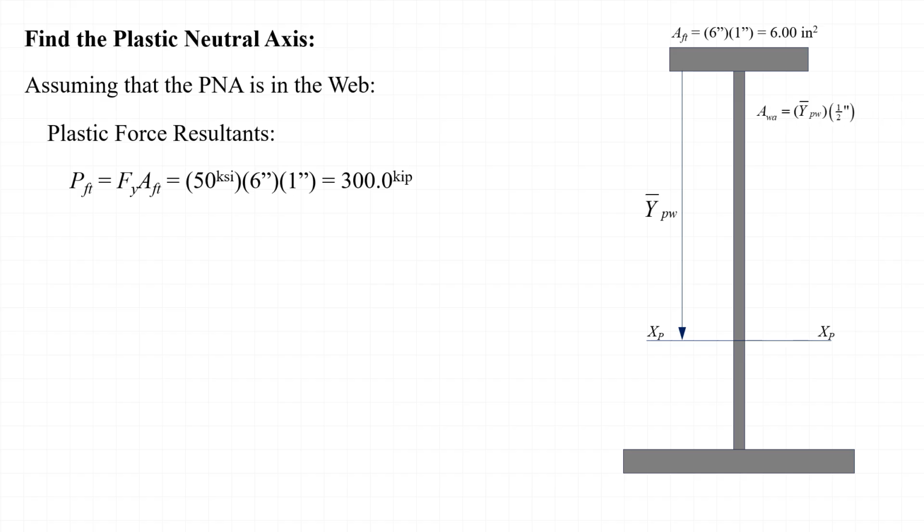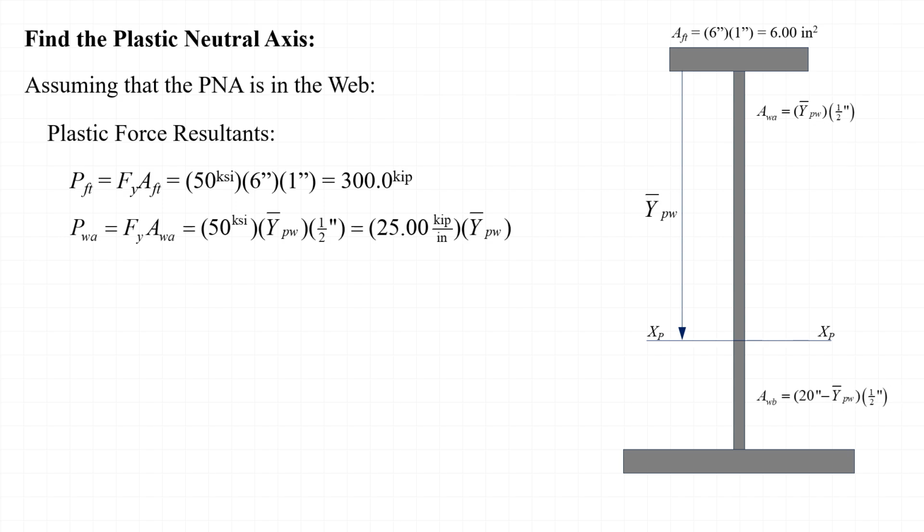Next, we can write an expression for the area of the web above the plastic neutral axis, A sub Wa, as a function of the location of the plastic neutral axis, y bar sub Pw. Then we can write that the plastic force resultant in the web above the plastic neutral axis, P sub Wa, is equal to 25 times y bar sub Pw, where the value of 25 carries units of kips per inch.